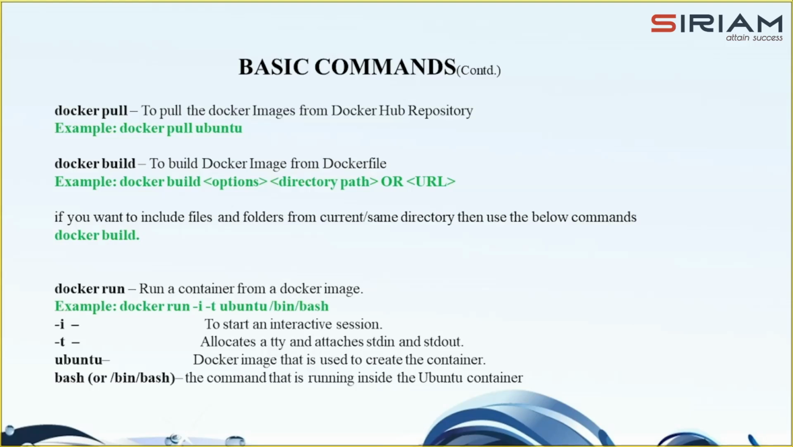Next is docker build. The purpose of this command is to build a Docker image based on instructions provided in a Dockerfile. So using docker build, you can create a Docker image from a set of instructions defined in a Dockerfile. The Dockerfile contains the commands to assemble the image, including instructions to copy files, install dependencies, and configure the environment. The command syntax includes options followed by a directory path containing the Dockerfile or a URL pointing to the location of the Dockerfile. Using docker build . implies that the Dockerfile is in the current directory.